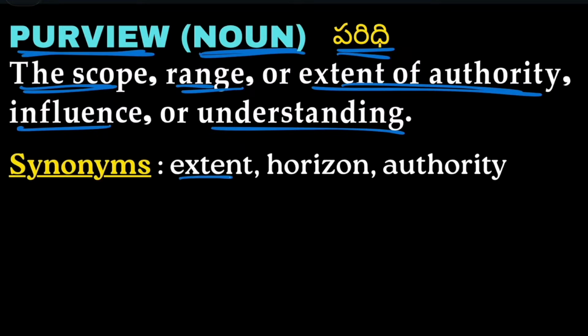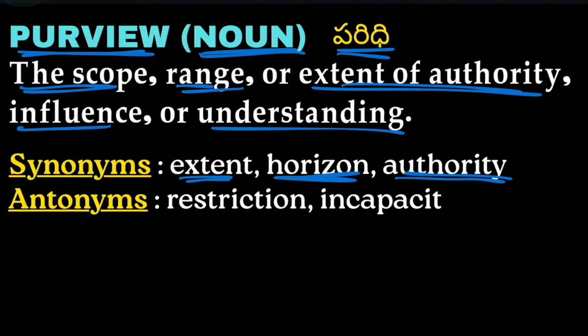Synonyms are extent, horizon, authority. Extent, horizon, or authority are the synonyms of purview. Moving on to the antonyms, we have restriction, incapacity. Restriction and incapacity are the opposite of the word purview.